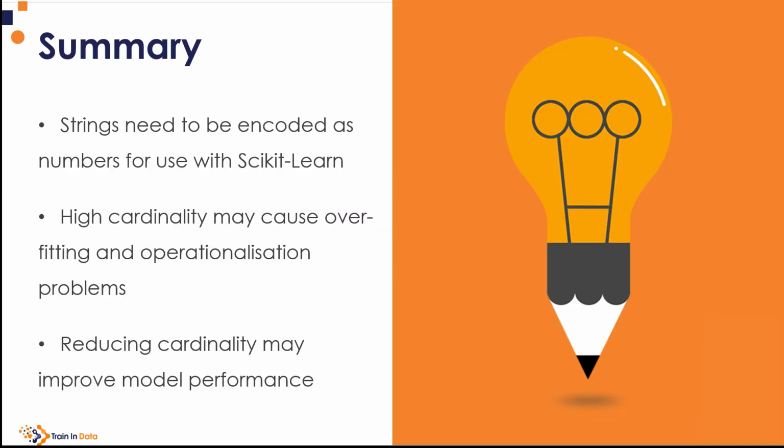So in summary, the key messages from this video are that strings need to be encoded as numbers if we want to use scikit-learn. High cardinality may cause overfitting and operationalization problems, and reducing cardinality may improve model performance.